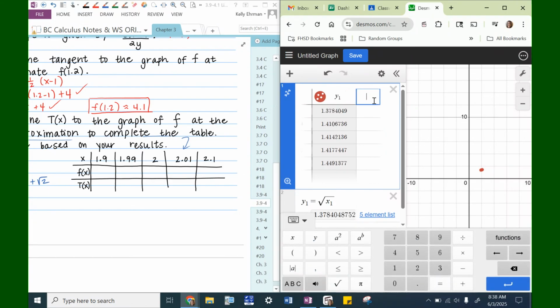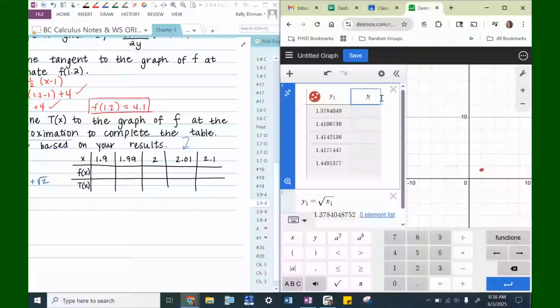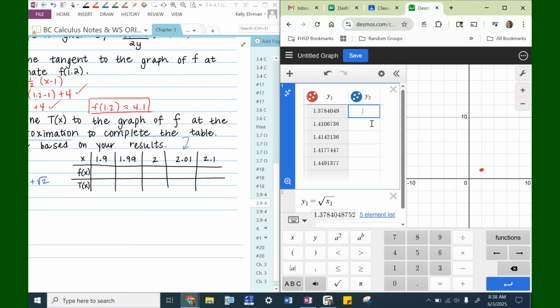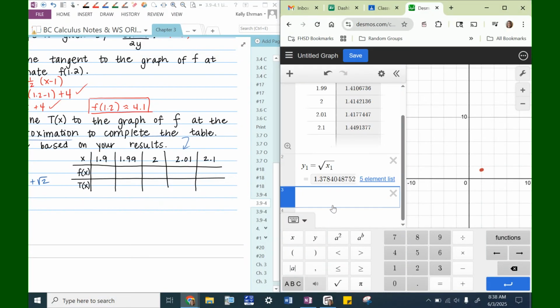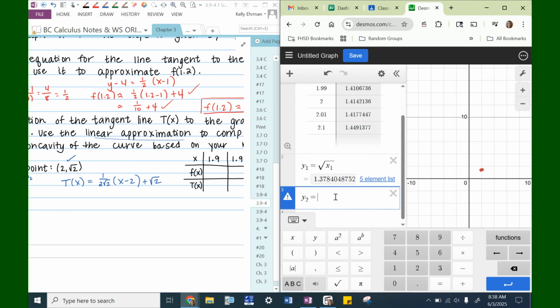And then let's add a y2. Is this easier? Probably not. You don't have to do a table. You could do f of x and T of x and just evaluate. Sorry, I'm just playing around with my table here. So what did we say this was? This was 1 over 2 root 2 times (x1 minus 2) plus root 2.